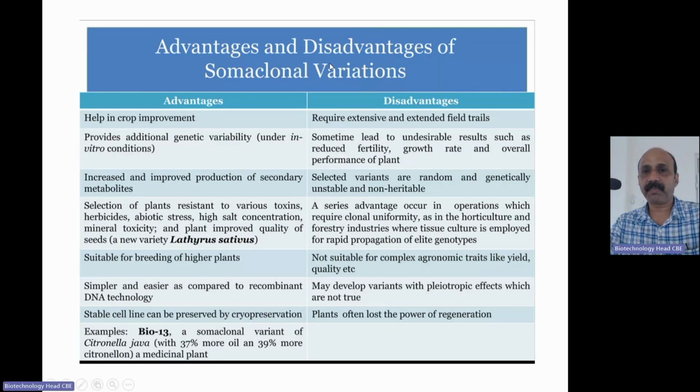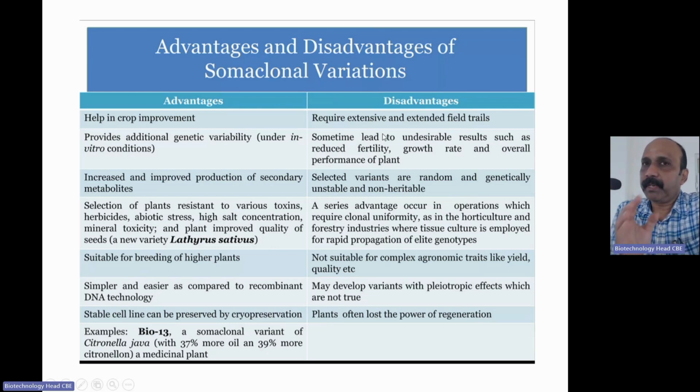So the advantages and the disadvantages of somaclonal variation. It helps in crop improvement, additional genetic variability, more secondary metabolites, toxicity is reduced. A stable cell line can also be preserved by cryopreservation. An example is citronella with more oil. The disadvantage is that it requires extensive and extended field trials to see if this is stable, right? So it needs to be stable in the field.